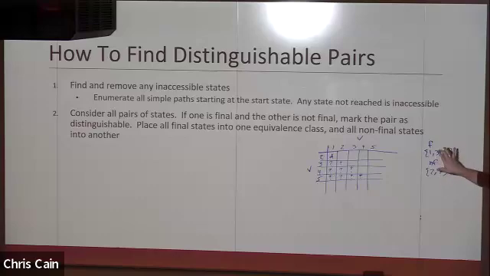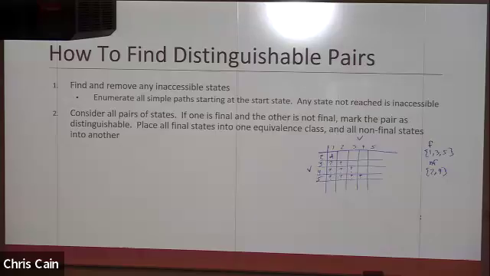Every pair, 1, 2, 1, 4, is distinguishable. 3, 2, and 3, 4 are distinguishable. And 5, 2, and 5, 4 are also distinguishable. Questions on the process so far?